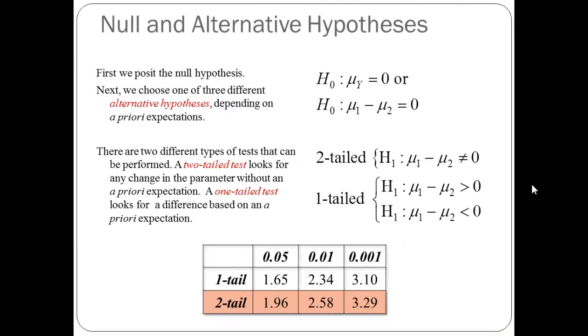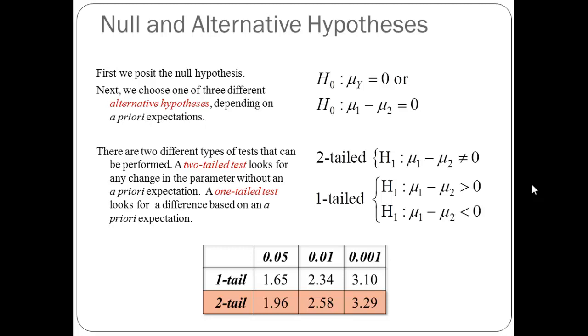Okay, let's look in a little more detail at one versus two-tailed tests, even though I've argued that we're going to be spending most of our time with two-tailed tests. For the null hypothesis, this is one way you can write it symbolically. H sub 0, the null hypothesis, is mu sub y equals 0. So for example, we're saying here that the population mean is equal to 0.